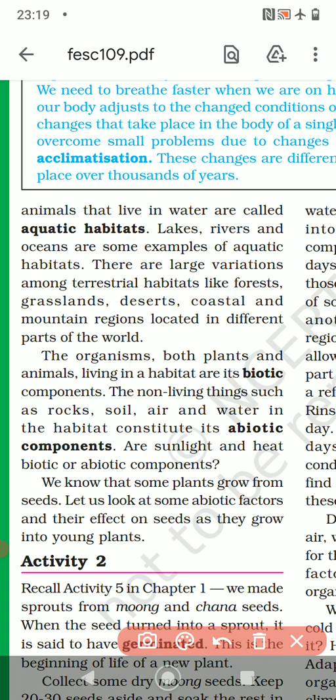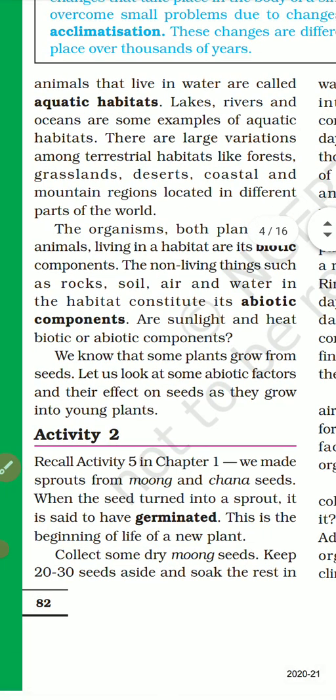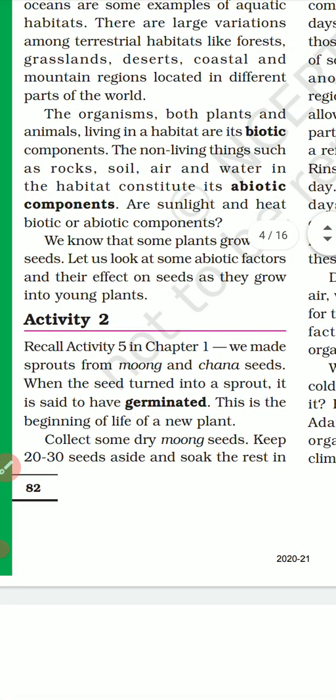We know that some plants grow from seeds. So let us look at some abiotic factors and their effect on seeds as they grow into young plants. So how do abiotic factors affect the biotic components? So, activity number 2, recall activity 5 in chapter 1.